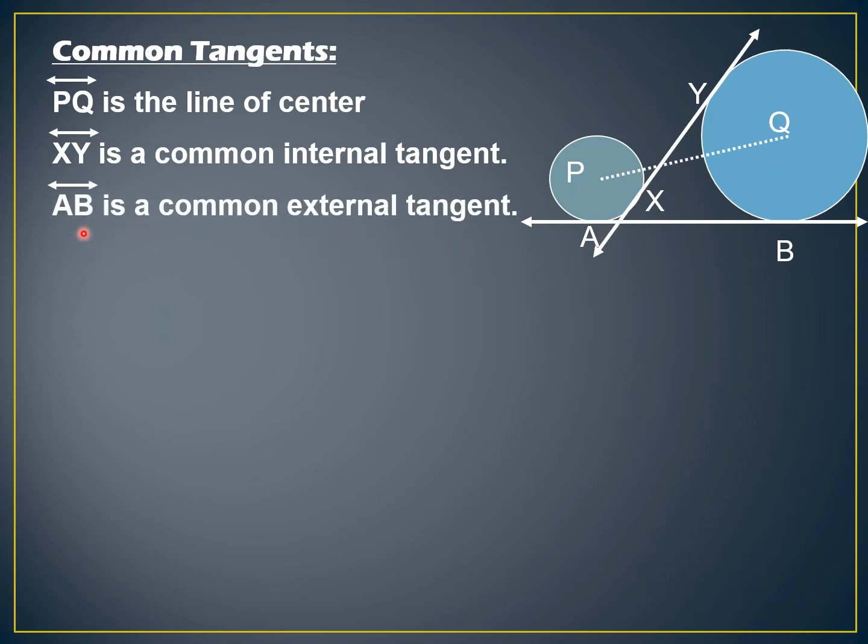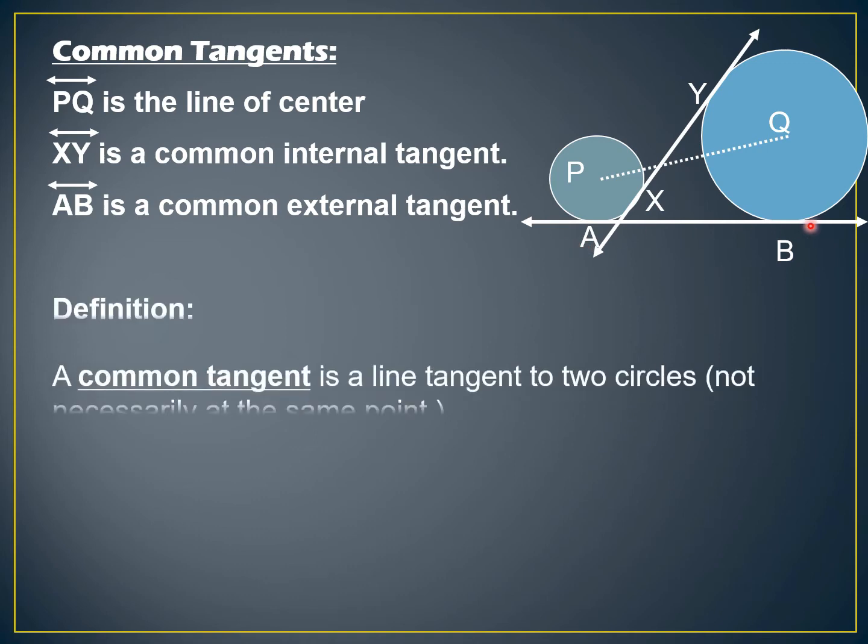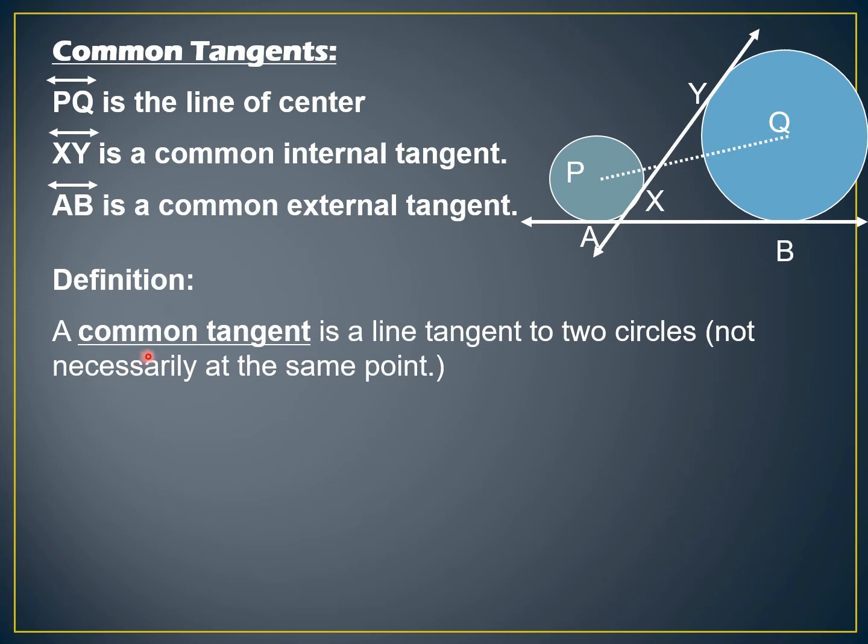Next naman, we have line AB is a common external tangent. Ito yung line AB. Parehas siyang tangent kay circle P at circle Q. Pero nasa labas siya parehas ni circle P and circle Q. Wala siya sa gitna. So, in other way, meron tayong definition dito when we say common tangent is a line tangent to two circles, not necessarily at the same point. So, tangent siya parehas dun sa dalawang circle. Yung line na yun ay tangent parehas dun sa dalawang circle, pero not necessarily exactly one point of tangency.